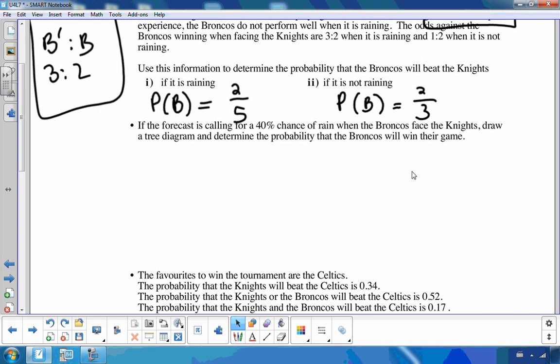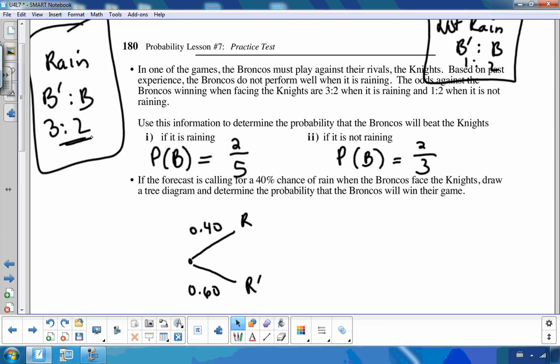So there's 2 things going on here. The first thing is rain or not rain. So 40% chance of rain, which means 60% chance of not rain. So if it's raining right here, remember the probability of the Broncos winning is 2 out of 5. So the probability that the Broncos win, 2 out of 5, which is 0.4, and the probability of the Broncos not winning would be therefore 60%, 0.6.